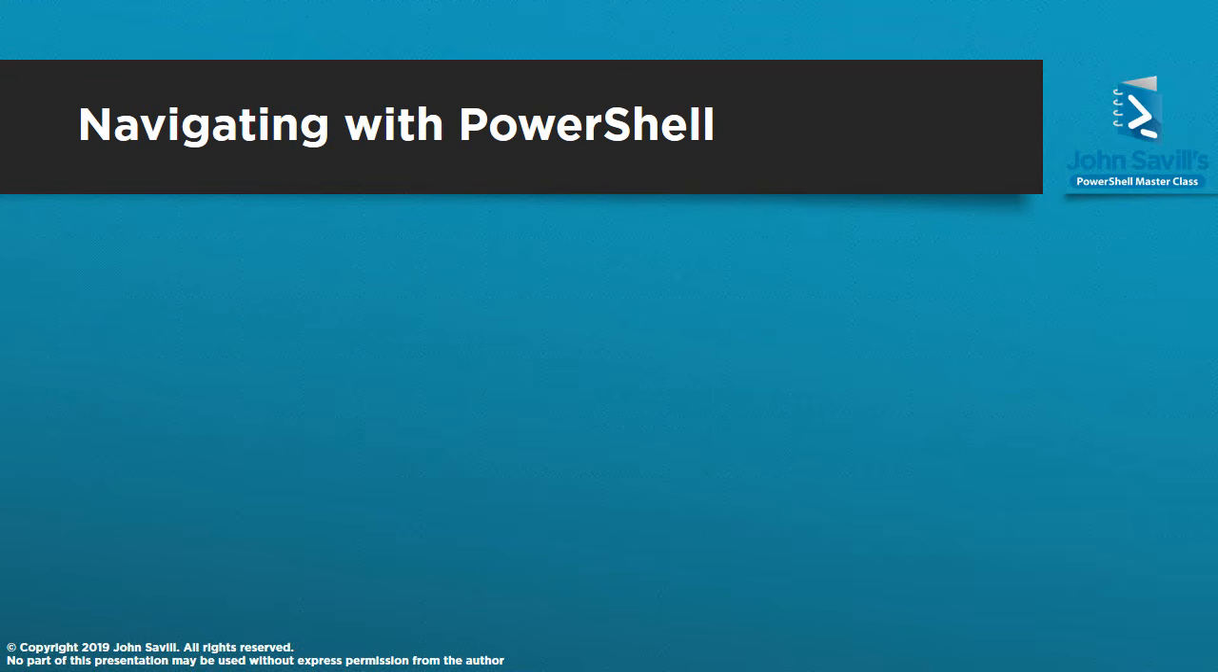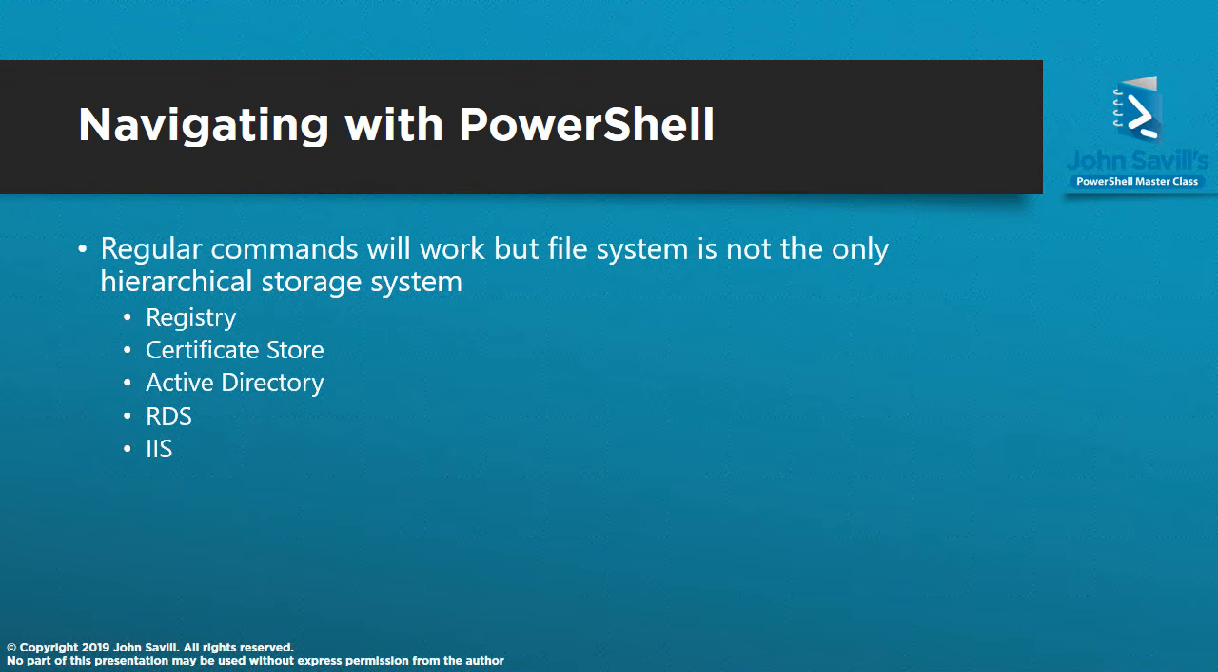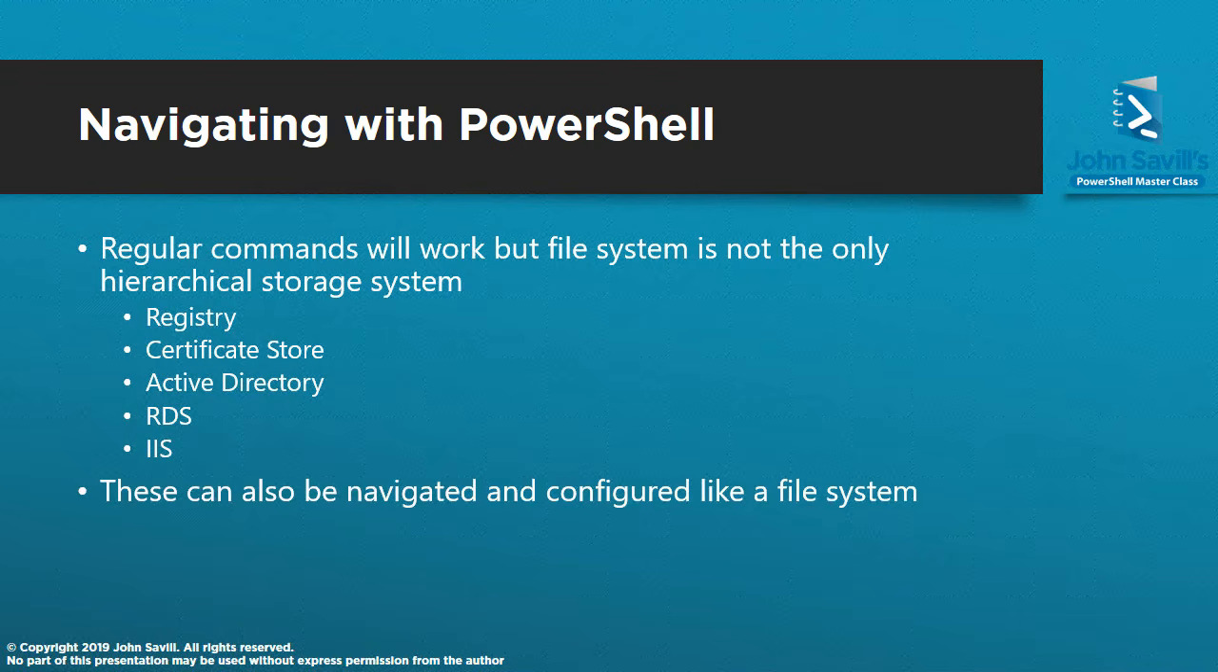So when I'm navigating, regular commands that we're used to using with a file system are actually going to work across different things. The registry, certificate stores, Active Directory, Remote Desktop Services, IIS. I can navigate all of these just like a regular file system. Even Azure, in the Azure Cloud Shell, there's an Azure colon to go and navigate my subscriptions and resource groups and resources. And I can see all of the ones available with Get-PSDrive.